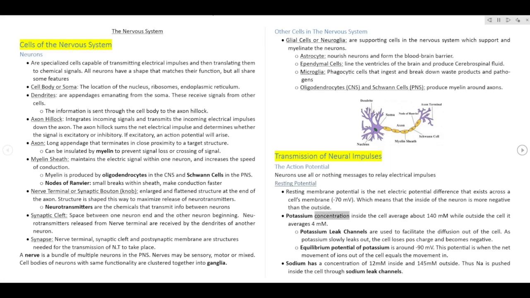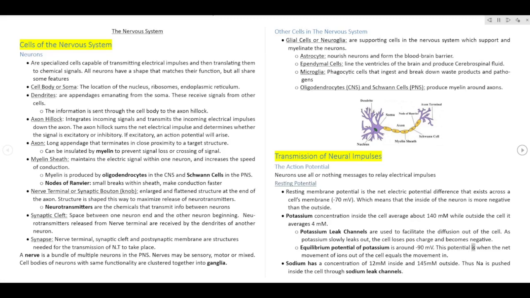Potassium concentration inside the cell averages about 140 mM, while outside the cell it averages 4 mM. Potassium leak channels are used to facilitate the diffusion out of the cell. As potassium slowly leaks out, the cell loses positive charge and becomes negative. Equilibrium potential of potassium is around minus 90 mV.